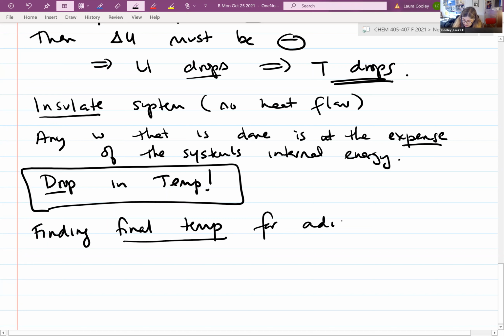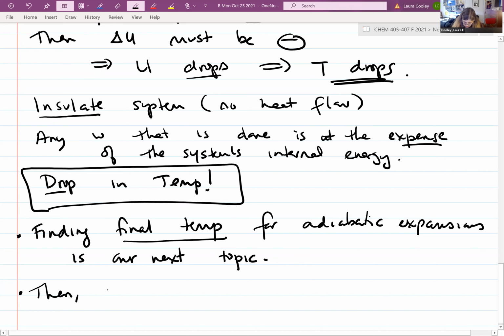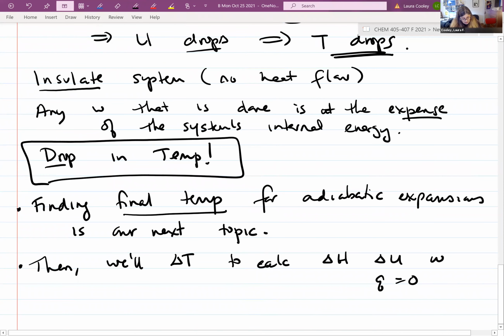for adiabatic expansions is our next topic. Okay, and then we'll use this delta T to be able to calculate delta H, delta U, W. Q, we know is already 0. Later we'll calculate entropy changes, but not now. Okay.